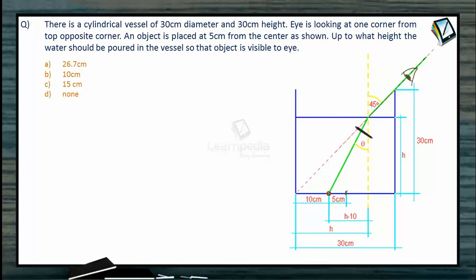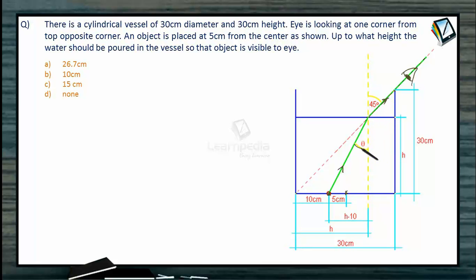So what can we do? Up to what height can we fill the water? So let us suppose that we have filled the water up to height, say h. So this height should be such that if we draw a ray coming from the object, and if this light ray refracts from the water surface, then the light ray should move along the line which the eye is looking at. Okay, so after refraction from the water surface, the ray should go directly into the eyes. That means the angle of refraction is 45 degree.